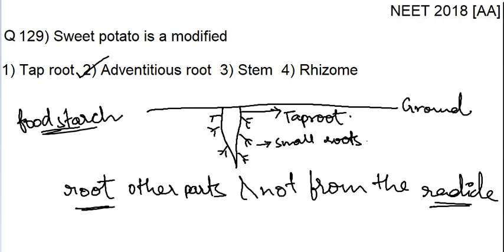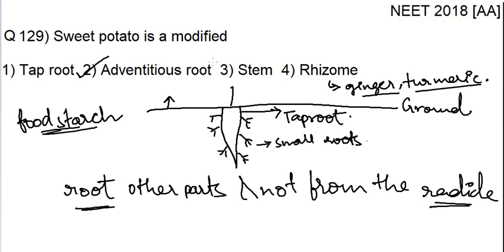And you have the stem. Can you tell one example of a modified stem? Yes, it is given in the options. Rhizome. Yes, rhizome is a modified stem. Examples of rhizome are ginger and turmeric. What happens in a rhizome? Generally the stem is present above the ground, but in a rhizome the stem is present underground, inside the ground. This kind of modification is present in ginger and turmeric.